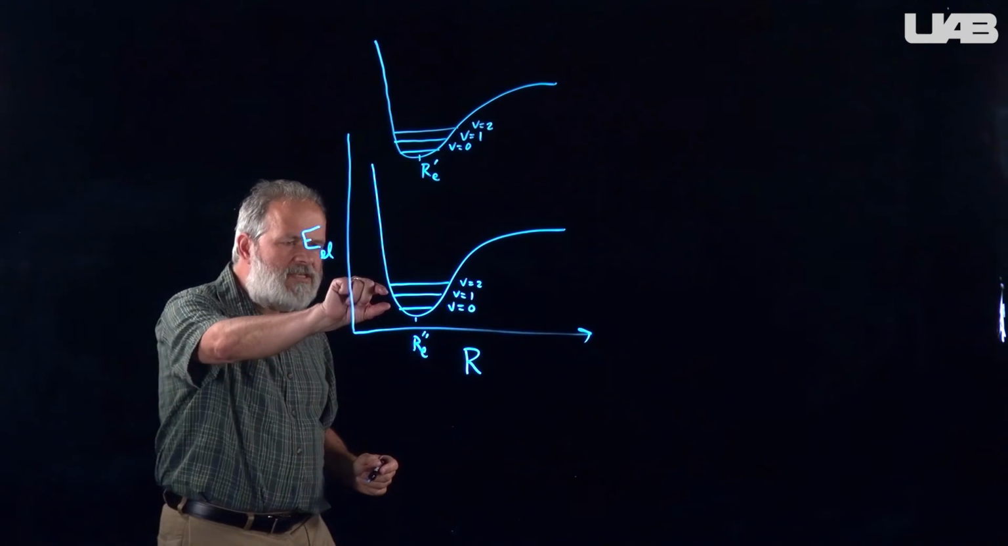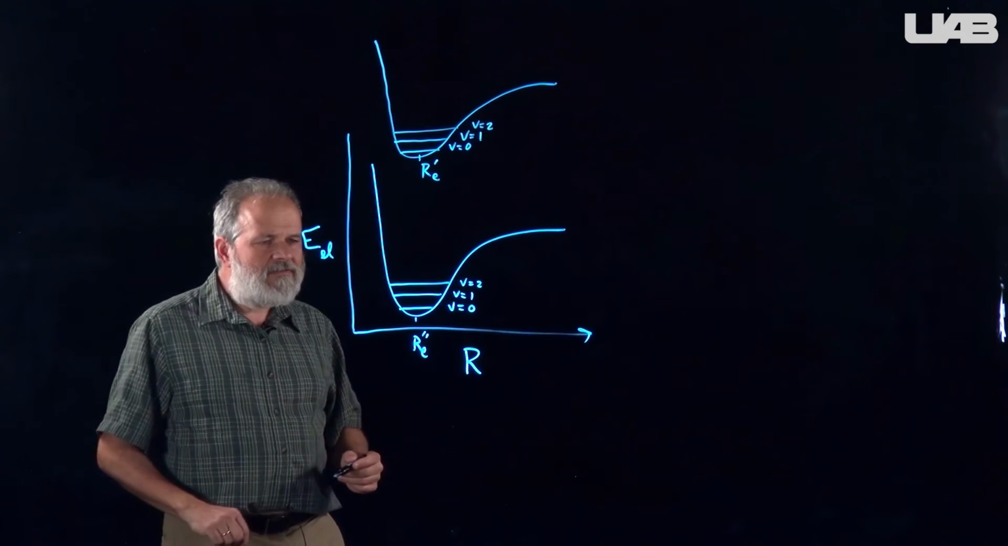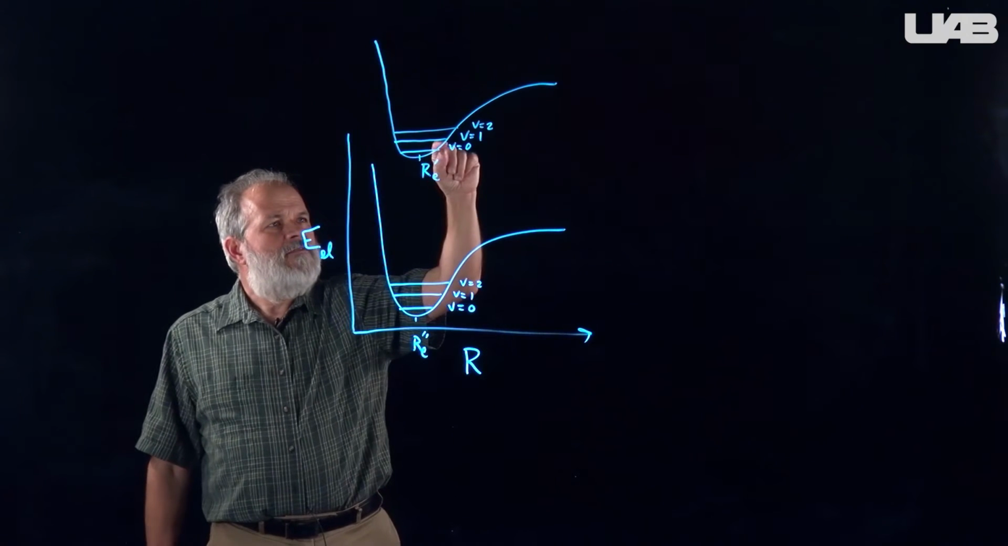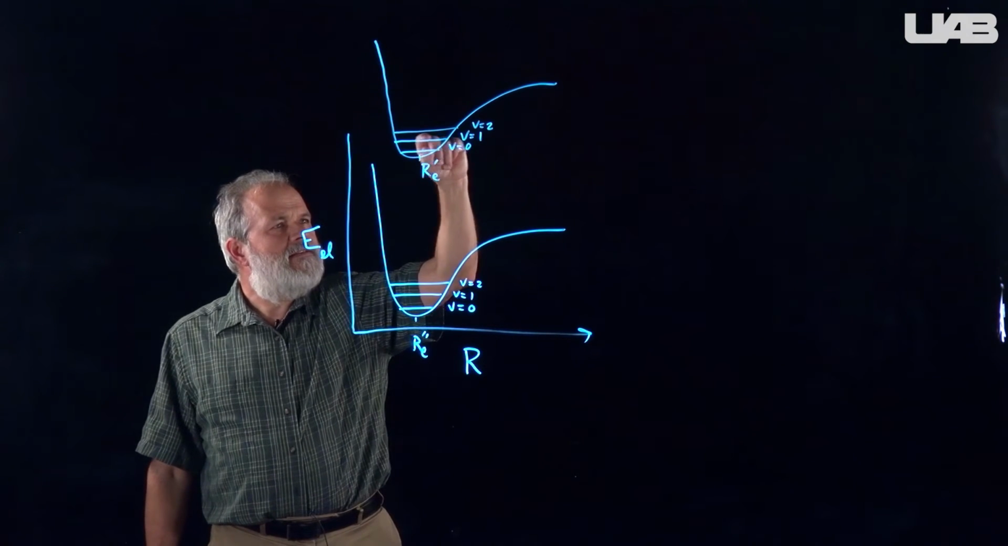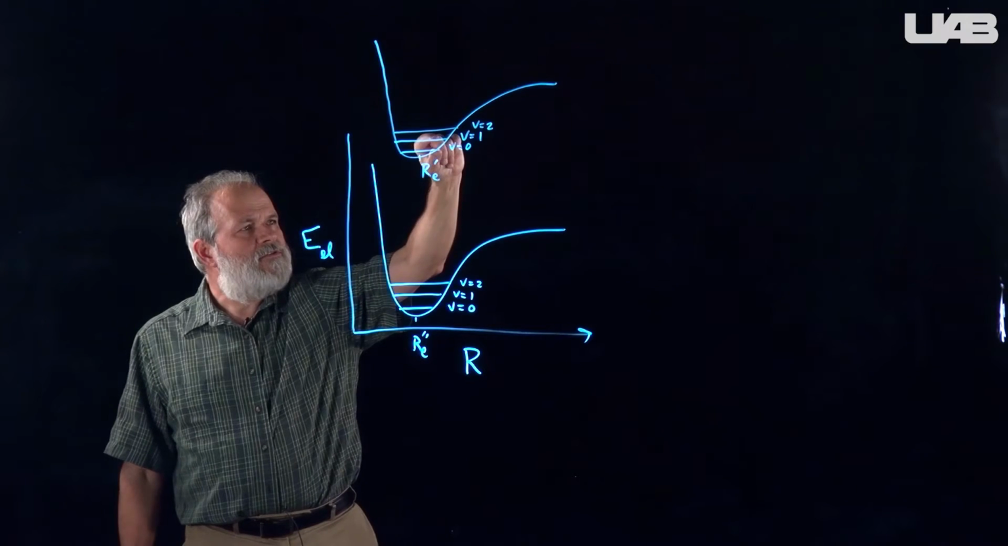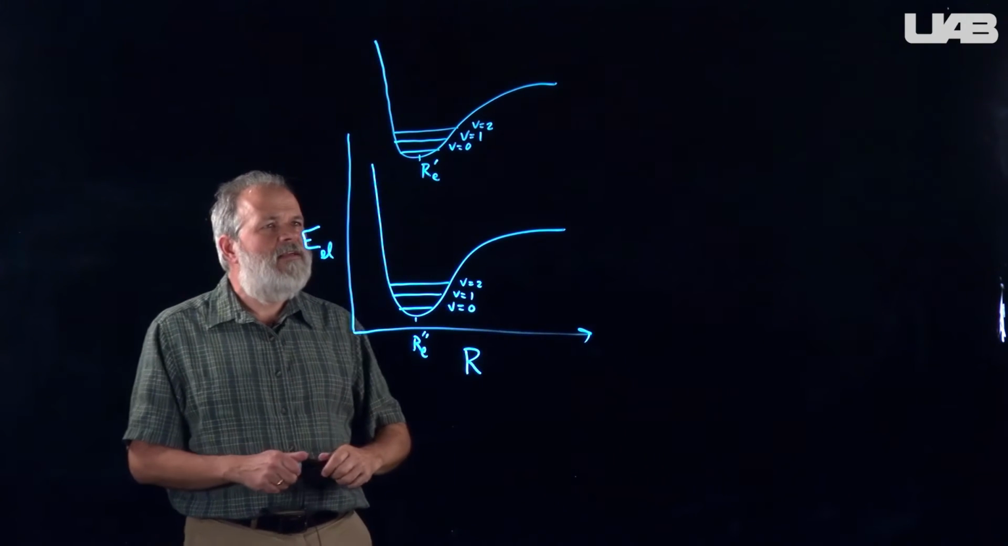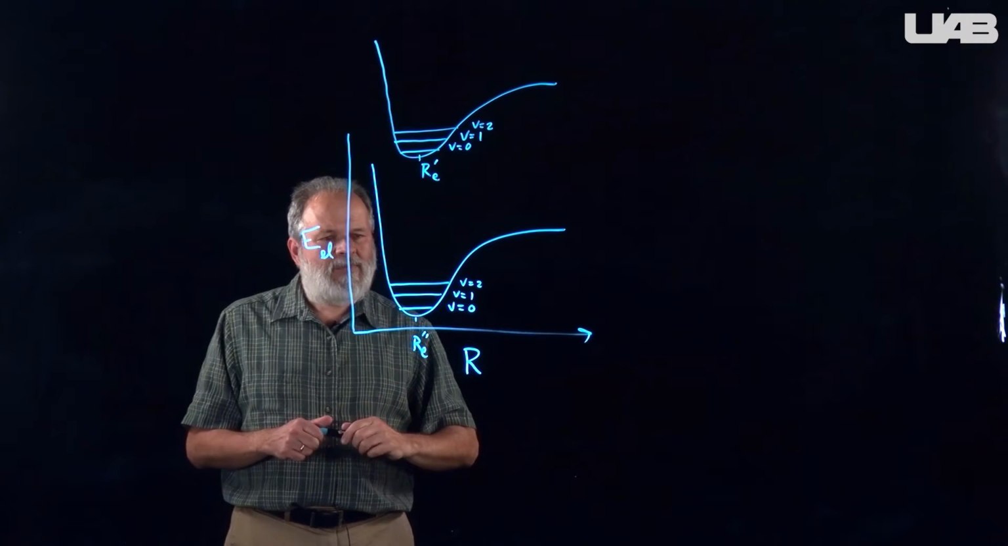Okay, so this energy difference is the vibration of the ground state for the molecule. For the electronically excited state, this energy difference will not necessarily be the same vibrational frequency, because the bond will be a different strength, and that'll mean the frequency will be a different frequency.